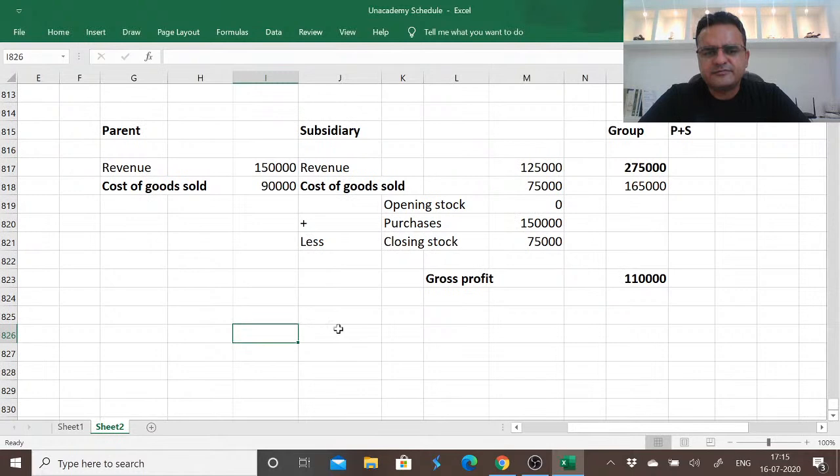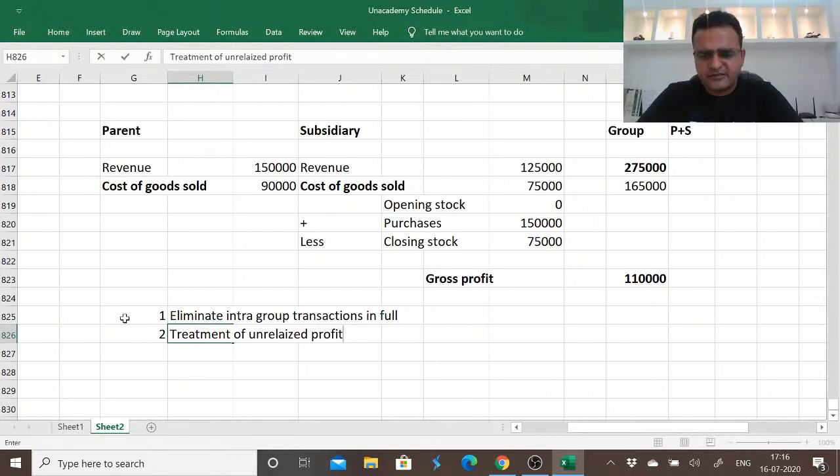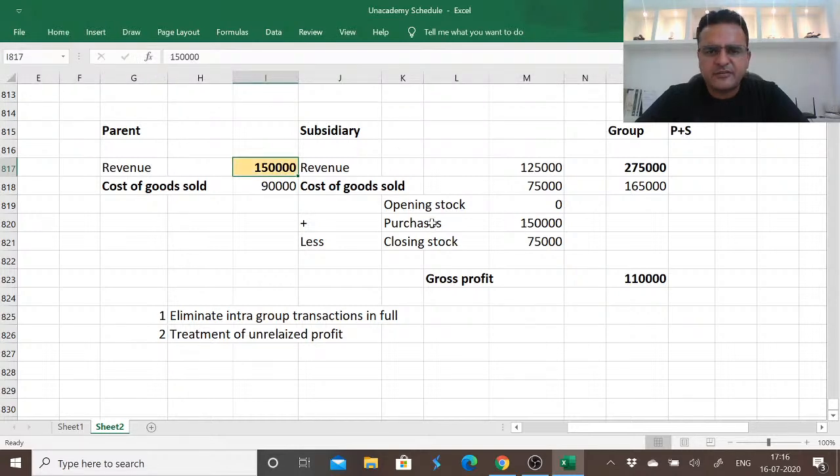So what is wrong with this? There are two things which we need to do. One is eliminate intra-group transactions in full, and second, treatment of unrealized profit. How much is the intra-group transaction in this case? The intra-group transaction in this case is 150,000, which was sold by the parent and which was purchased by this subsidiary. This is actually the intra-group transaction.